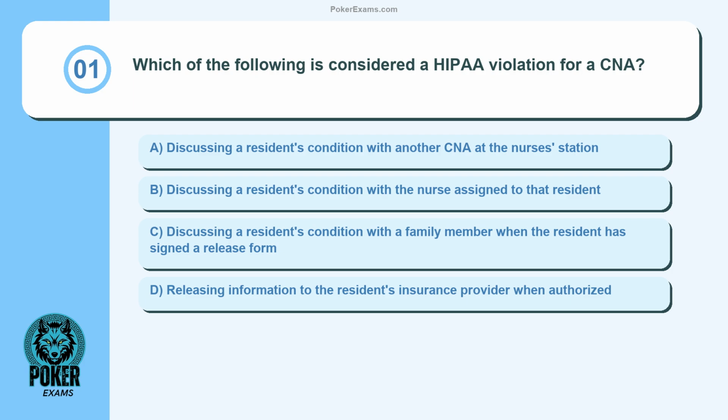Discussing a resident's condition with another CNA at the nurse's station. Discussing a resident's condition with the nurse assigned to that resident. Discussing a resident's condition with a family member when the resident has signed a release form. Releasing information to the resident's insurance provider when authorized.